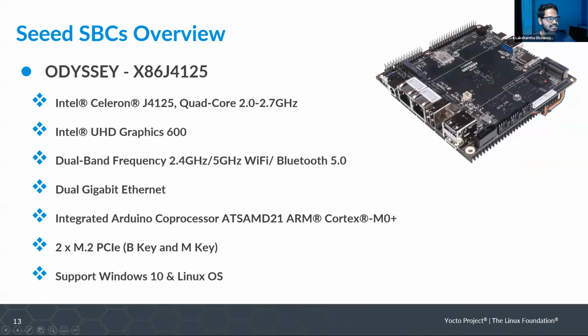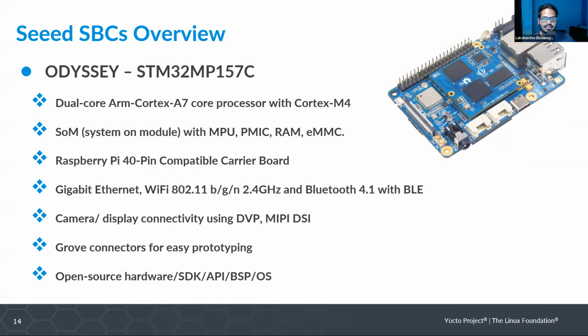Next is the Odyssey x86 board. This board is powered by an Intel Celeron J4125, and it is suitable to be used as a mini PC. It has expansion options, including support for M.2 SSDs and SATA HDDs. Also, it has both wired and wireless connectivity options. The last board I have mentioned is the Odyssey STM32MP157C. It is powered by a dual-core ARM Cortex-A7 processor with a Cortex-M4. This also has wired and wireless connectivity options. Overall, this board can be a great prototyping tool for your project.